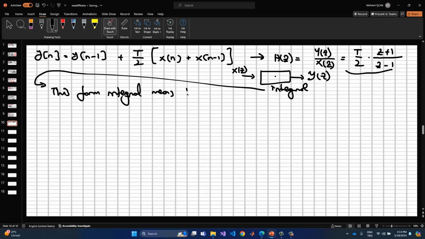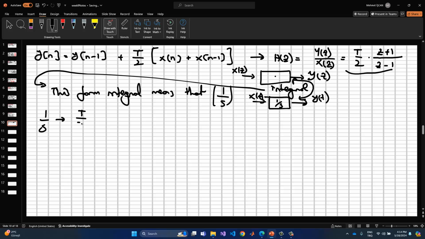This means that in the continuous domain it is 1 divided by s, right? Because in continuous time, x(t) and 1 divided by s, we sum up the x signals and produce y(t), and so this must be identical with this one. And so this pulse transfer function must be equal to 1 divided by s.